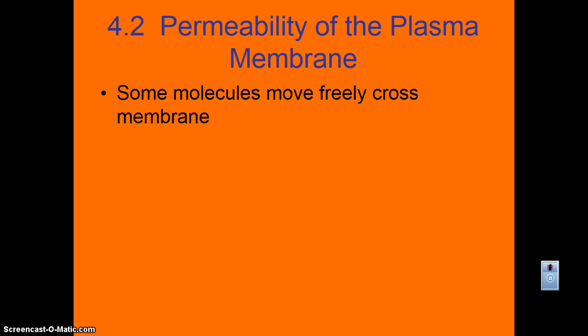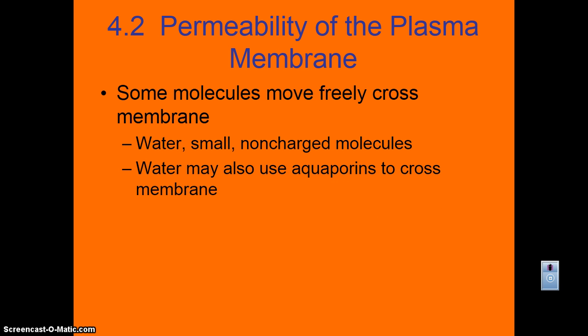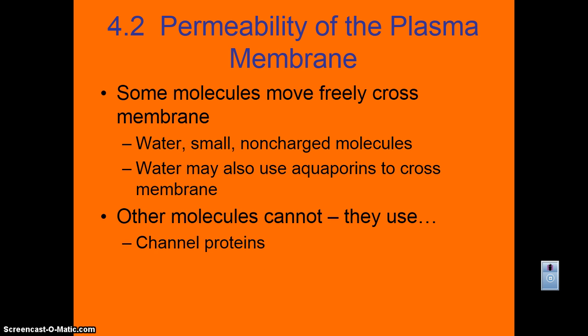Some molecules move freely across the membrane, such as water molecules and small molecules. If they're not charged molecules, they go quickly and easily across the membrane. Water can also use what's called aquaporins to cross the membrane. Other molecules cannot. They are going to use the protein channels that we talked about yesterday, the carrier proteins that we talked about yesterday, and vesicles.